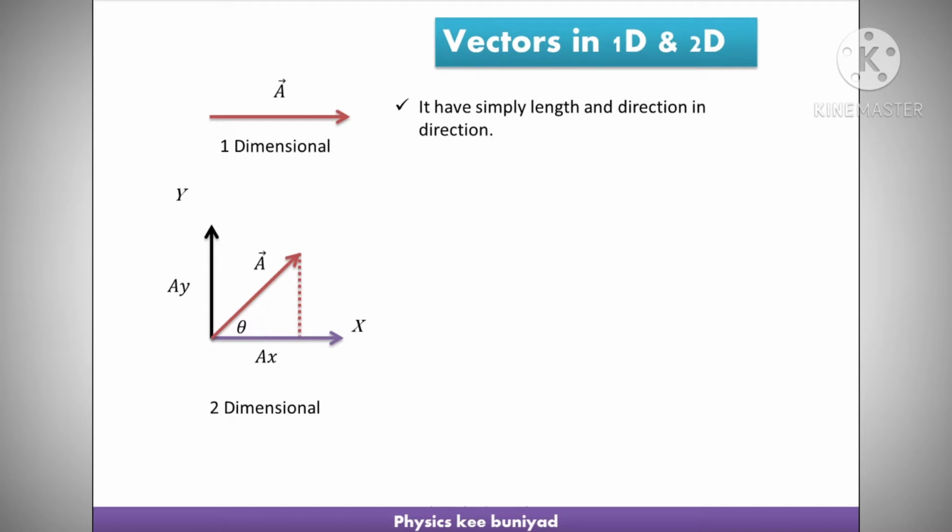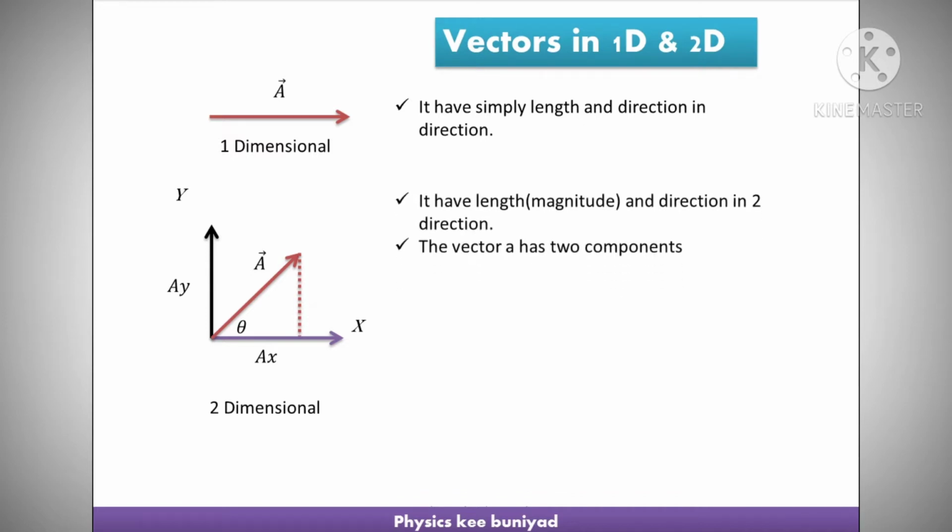Now if I talk about the vector in 2D, look at the figure which represents a vector A lying on the two-dimensional plane. It means it has two components, one along the x-axis and another along the y-axis. The component along the x-axis is represented as ax.